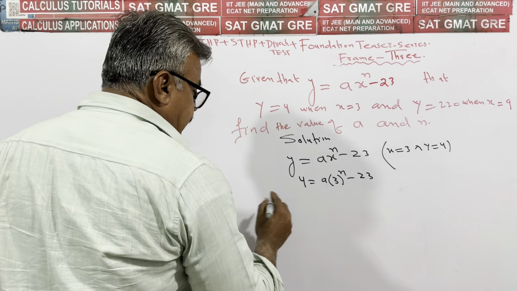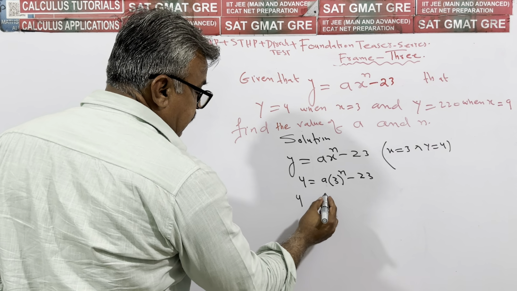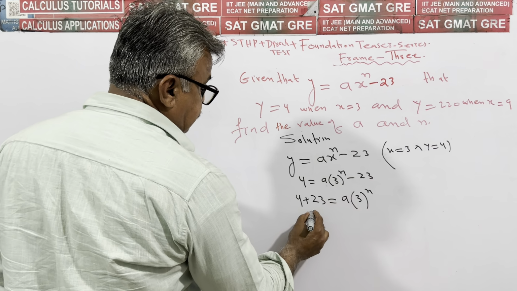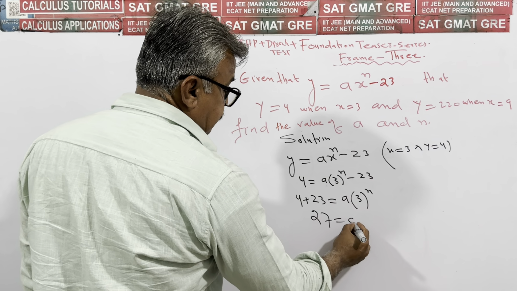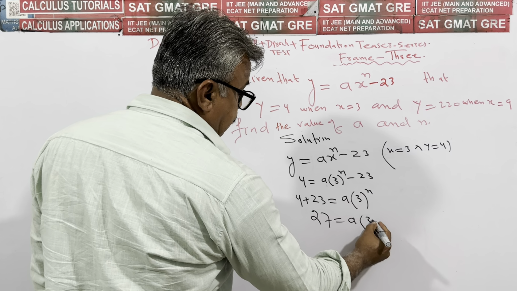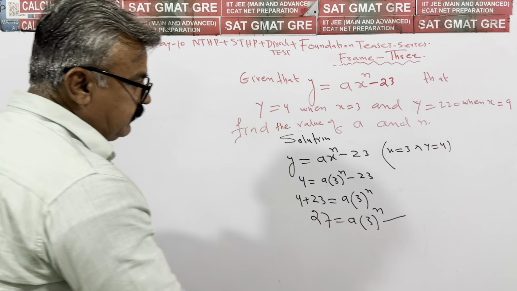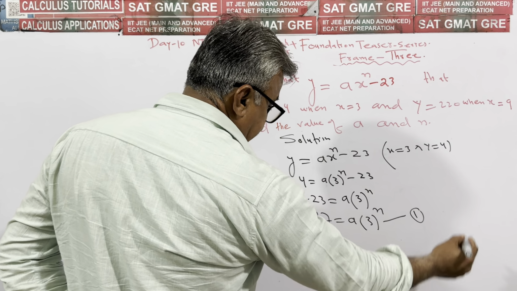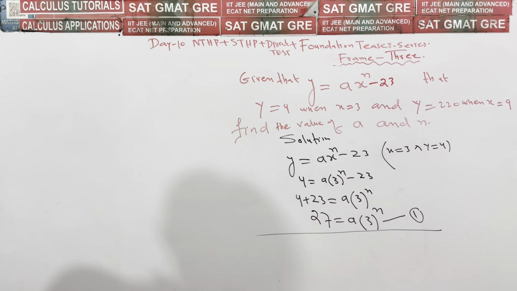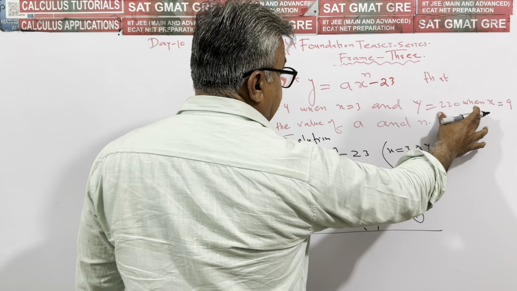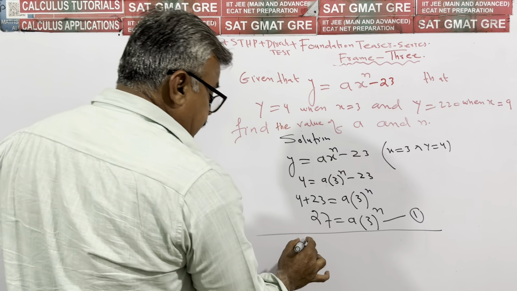Shift minus 23 from right hand side to left hand side: y plus 23 is equal to a times 3 raised to n. 4 plus 23, it's 27. It's equal to a times 3 raised to n. This is our equation 1, or you can find value of any one. Condition number 2, when y is equal to 220 and x is equal to 9, put in the same function.